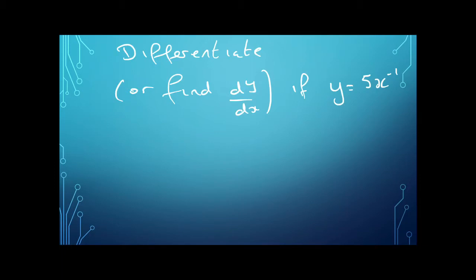Differentiate or find dy/dx if y is equal to 5x to the minus 1. So I'm going to write it out. I'm being asked to find dy/dx. This number is going to go in front of the 5, and we're going to multiply those two together, and we're going to subtract 1 from negative 1, which gives negative 2. Negative 1 times 5 is negative 5, so negative 5x to the negative 2.